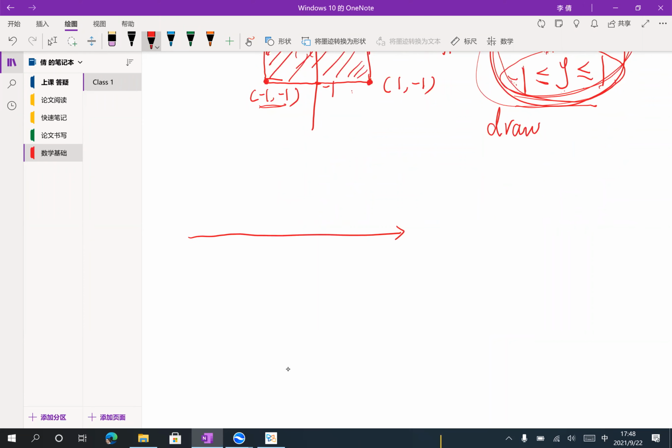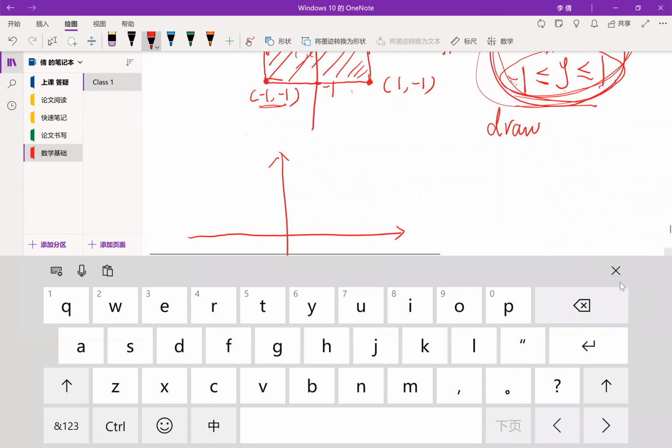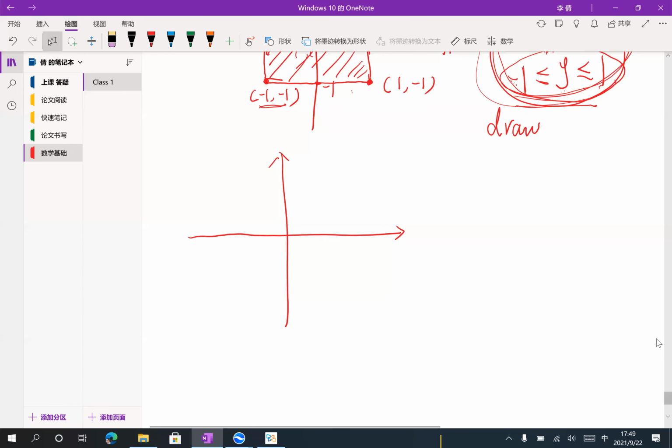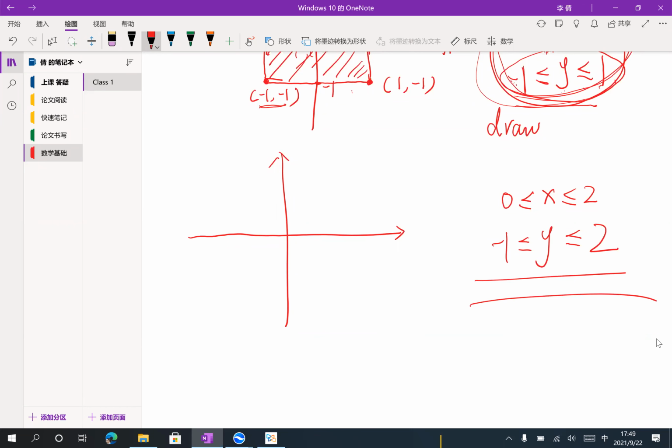Let's say there is a Cartesian coordinate plane, and draw this: x is larger than or equal to 0 and smaller than or equal to 2, and y is larger than or equal to -1 and smaller than or equal to 2. How to draw this? Try it.